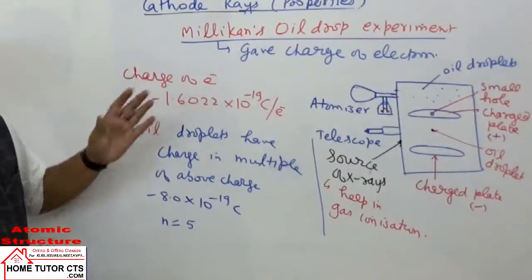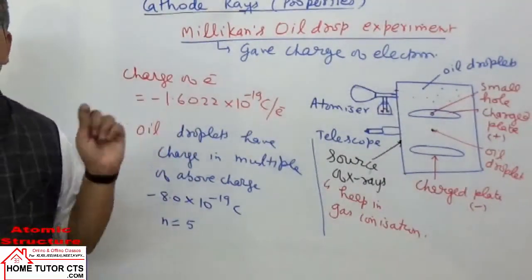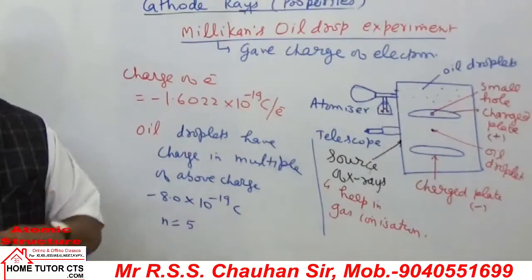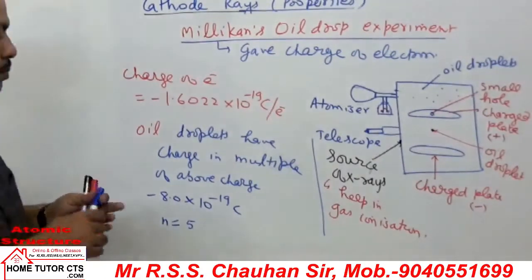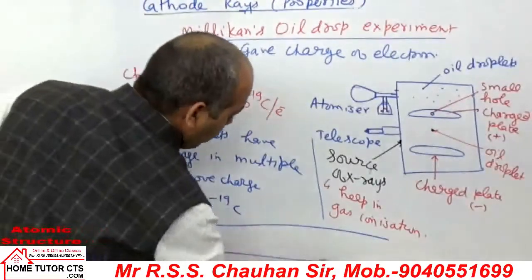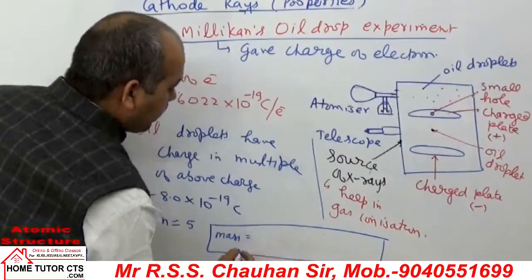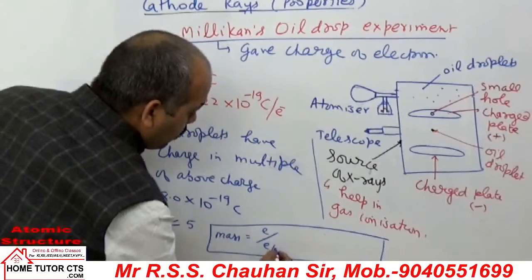So once the electron charge is known to us, and already we have the electron charge to mass ratio, from the knowledge of the charge to mass ratio and the charge of the electron, the mass of the electron can be determined. You can see that the mass of the electron is the charge of the electron divided by the charge to mass ratio.